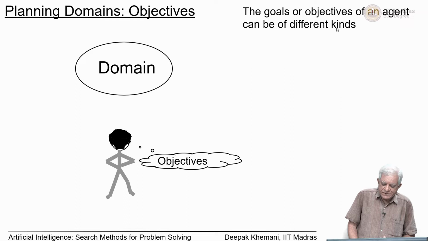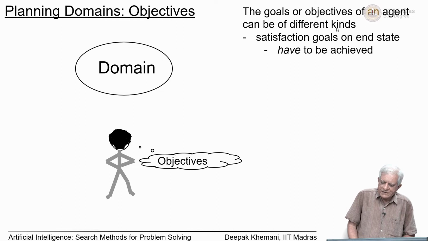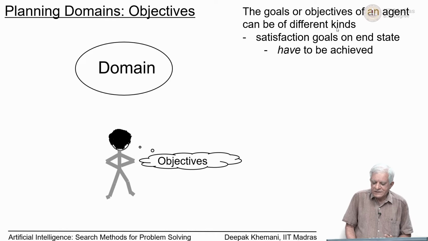The goals or objectives of a planner, or of an agent, can be of different kinds. The simplest kind of goals are called satisfaction goals on the end state. We want to be in a final state which satisfies certain properties that we have described. So, we can give a goal description, and the end state must have those properties, and they have to be achieved for the plan to be a valid plan.